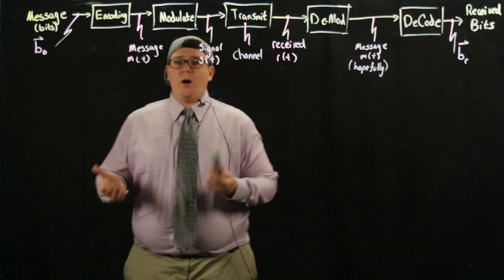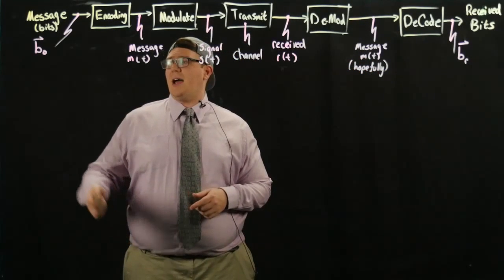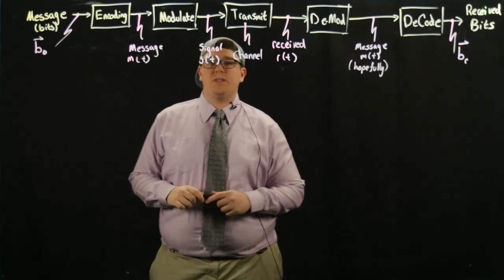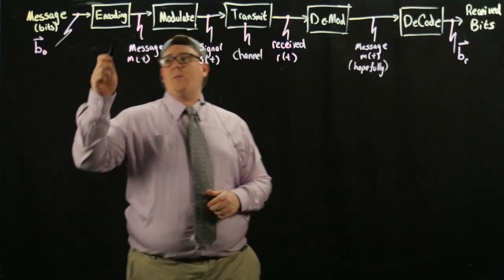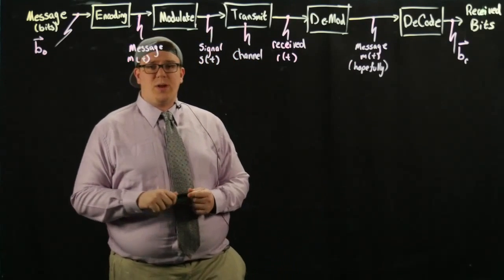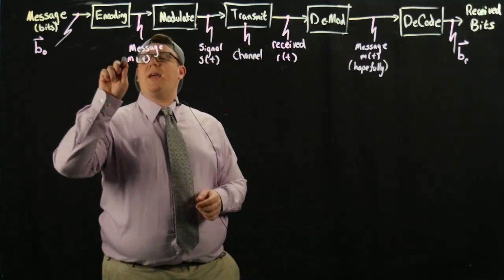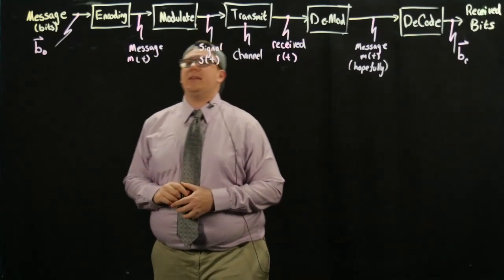So just to go over what we're doing for this system one more time, we have some message bits that we want to send to somebody else. We want to encode them. We talked about that last week and how to make an orthogonal basis set for signals so that we get an analog signal out that we can send.